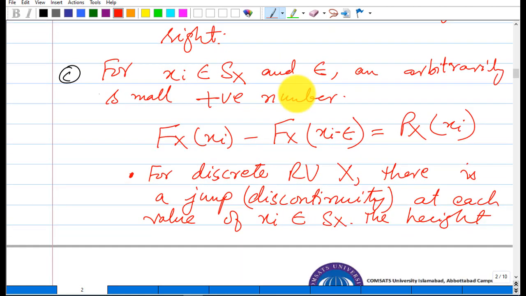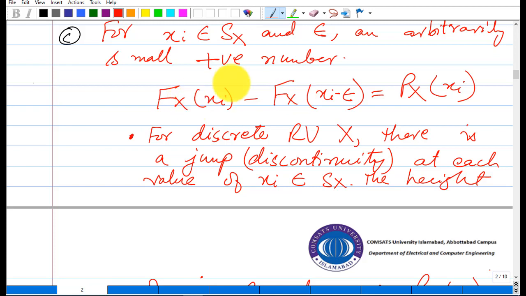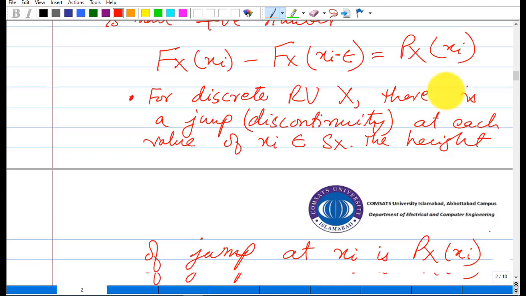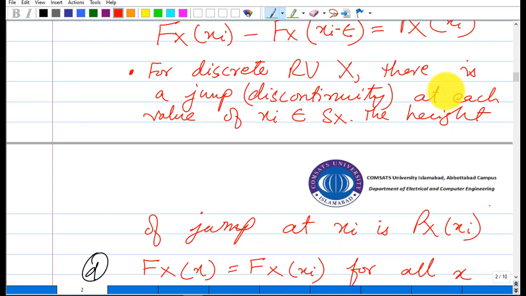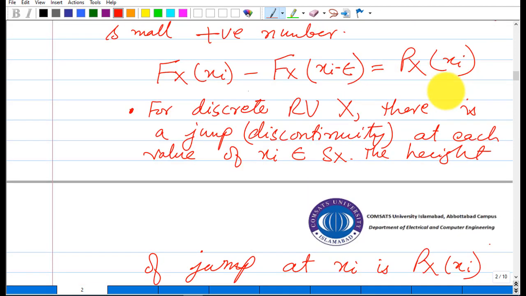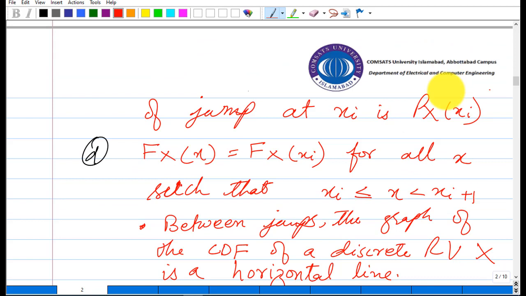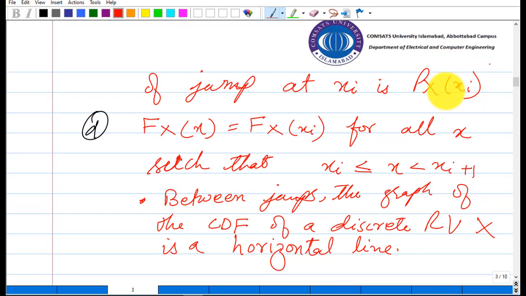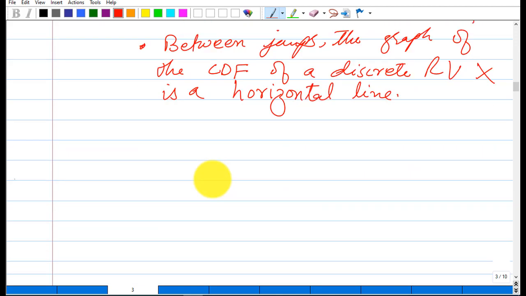Phir humne kaha ki agar hum jis point pe probability define hai PMF mein, usse hum thoda sa piche chale jaye ya thoda sa aage chale jaye, to hamare paas jo probability hai wo wahi hogi jo hamare paas us point pe define hai. Acha ab lazmi baat hai usme phir discontinuity hogi, theek hai, to wo hamare paas nazar aa jayegi. Aur is tarike se jis waqt hum aage ki taraf ja rahe hain to wahan pe horizontal line aayegi jo jumps ke darmiyan hame nazar aayegi.